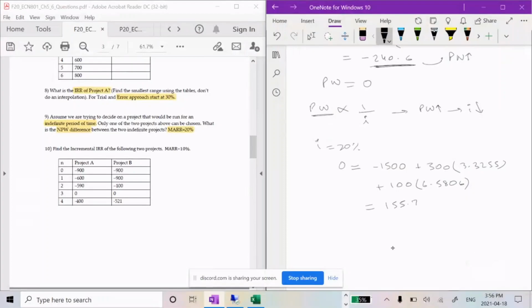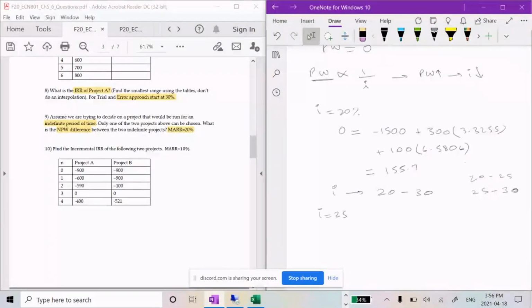All right. So you know that the I is going to be between 20 and 30%. If they give an option like that, between 20 and 30%, you would know that this is the right answer. But they'll probably give you something like 20 to 25 and 25 to 30. In this case, you're going to need to try with 25 too. It could also be more specific, like 20 to 21. Either way, you would need to keep trying with different values.